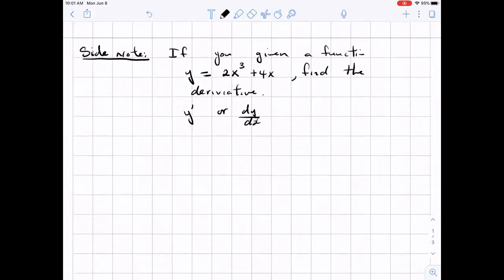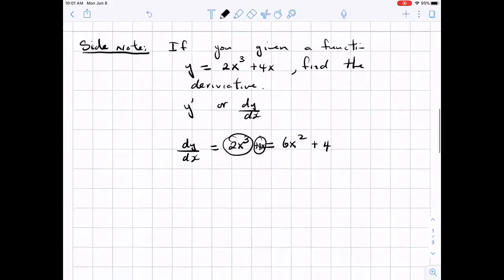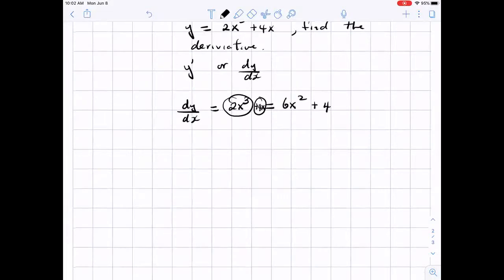So what's happening really, you say dy dx is equal to the derivative of 2x cubed, which is 6x squared, and then the derivative of plus 4x, which is 4. Each one of them you take the derivative of. Now, realistically, what's happening here is that we have y is equal to 2x cubed plus 4x.